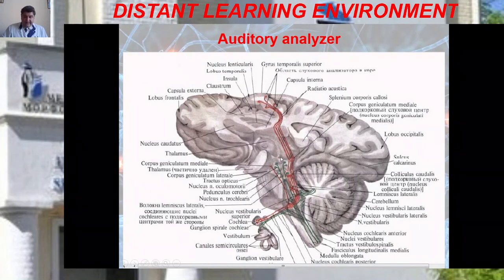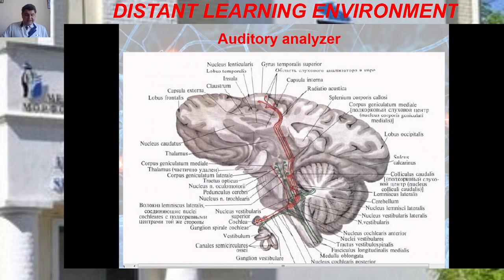So the medial geniculate body contains the third neuron. So, the medial geniculate body contains these neurons and the axons of these neurons pass to the cortex of the temporal lobe in the brain. The cortical end of the auditory analyzer is located in the superior temporal gyrus, where the fourth neuron is situated, in area 41 or Heschl's gyrus.